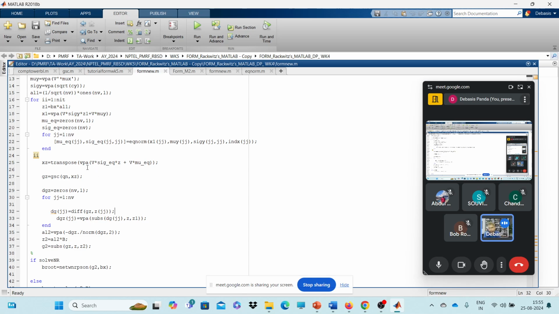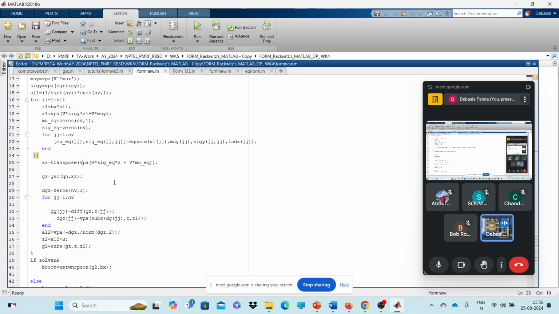Now look here, I'm using the vpa command, the variable precision arithmetic command. When you are using symbolic variable terms and decide to get the values in numerical form, you need the vpa command. Otherwise you might get different kinds of values because of the precision. If you use the vpa command, when you convert from symbolic to numerical values, it will give the exact values.